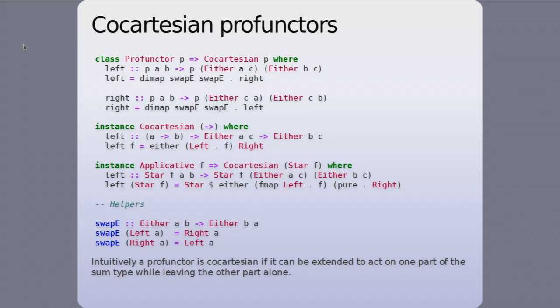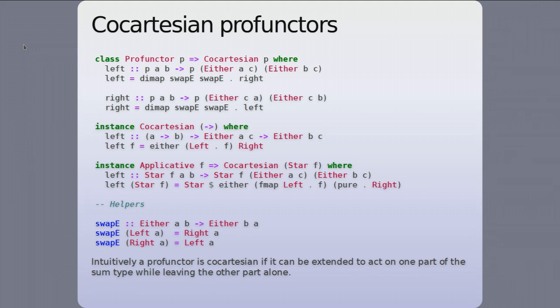Okay, so we had Cartesian profunctors. Now we have co-Cartesian profunctors, which are the dual concept. Intuitively, a profunctor is co-Cartesian if it can be extended to act on one part of the sum type while leaving the other part alone, right? So Cartesian profunctors deal with product types. Co-Cartesian profunctors deal with sum types.